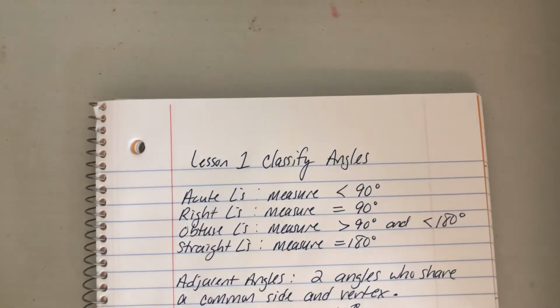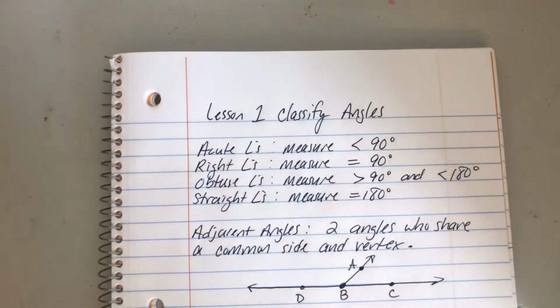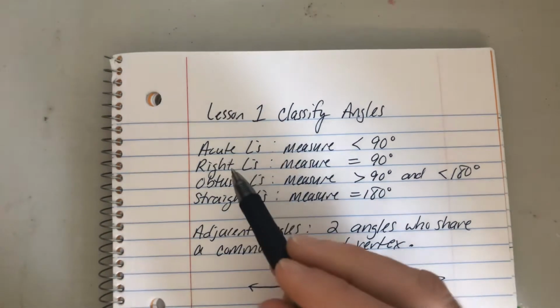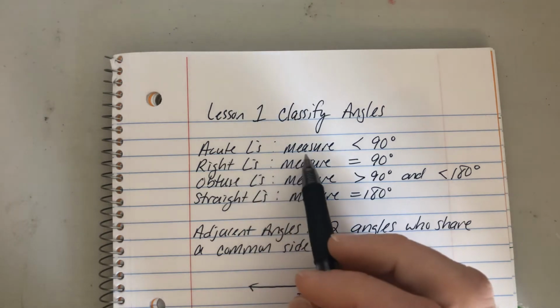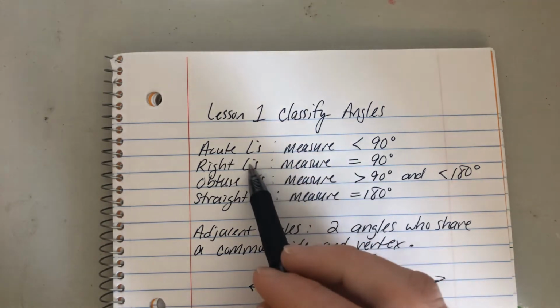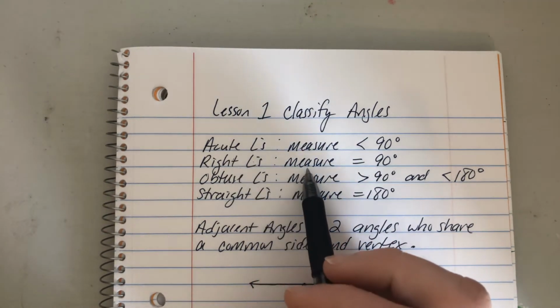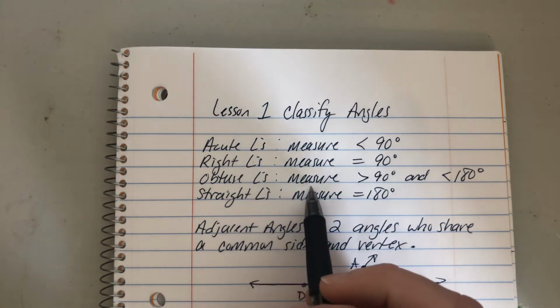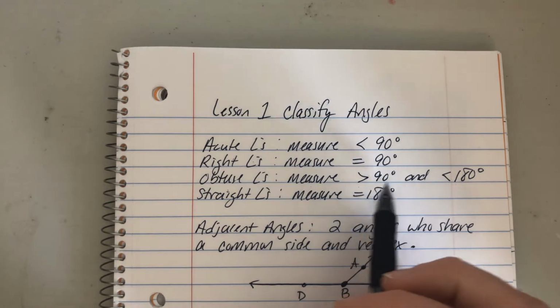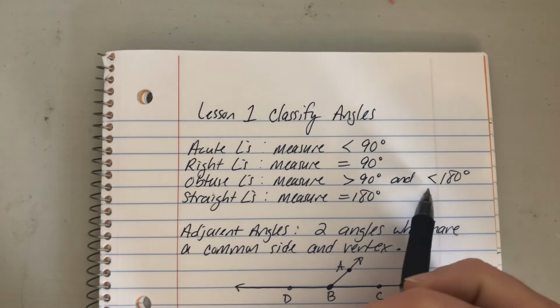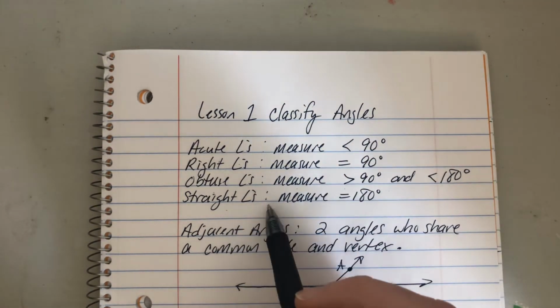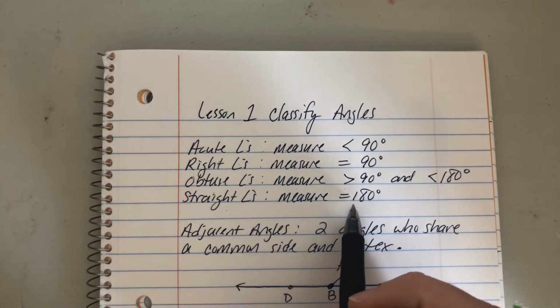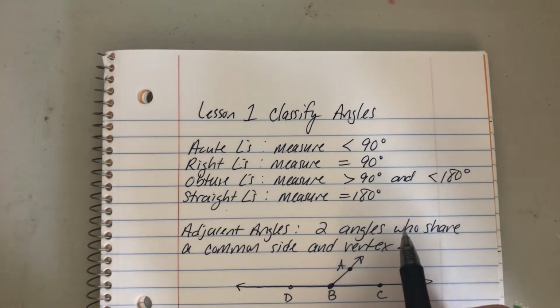If you recall, the other day in school we started talking about classifying angles. This is a quick review. We talked about acute angles, which measure less than 90 degrees. Right angles measure exactly 90 degrees. Obtuse angles measure bigger than 90 degrees but less than 180 degrees. And straight angles measure exactly 180 degrees. They create a straight line.